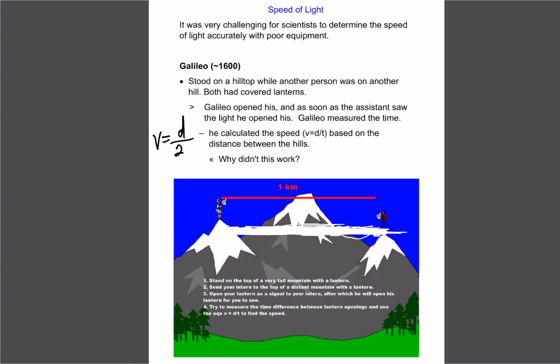And he even realized that this is likely not very accurate because it relies too much on human reaction time. So basically what he probably measured was just how quick he responded to seeing the light.